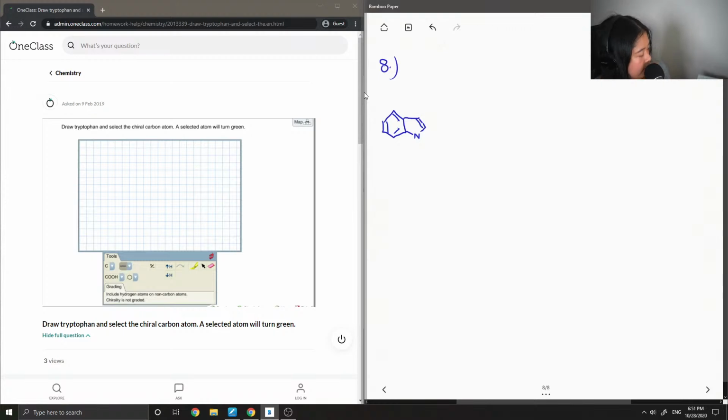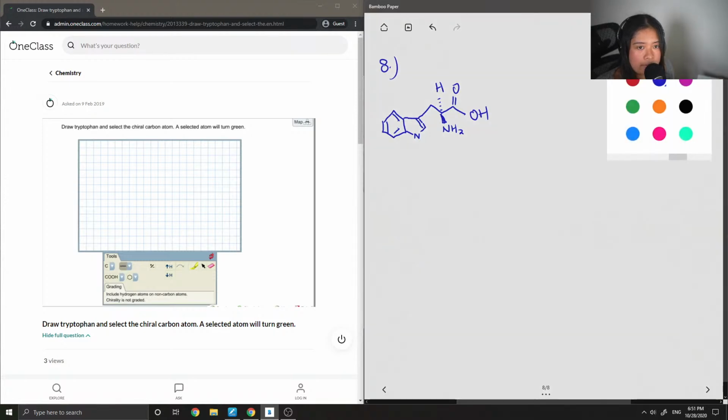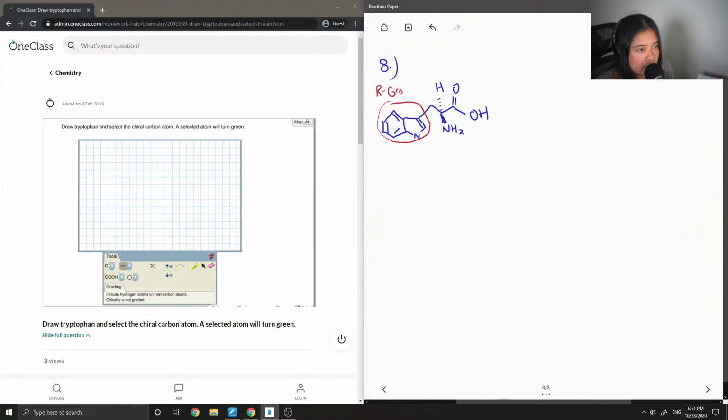And then from here, I'm going to draw out the rest of my amino acid. So every amino acid has a carboxyl group. They have an amine group. And what's not shown is the hydrogen up here. And what makes every amino acid different is that they all have a different R group. So in the case of tryptophan, it's the only one that will have a different R group that looks like this.